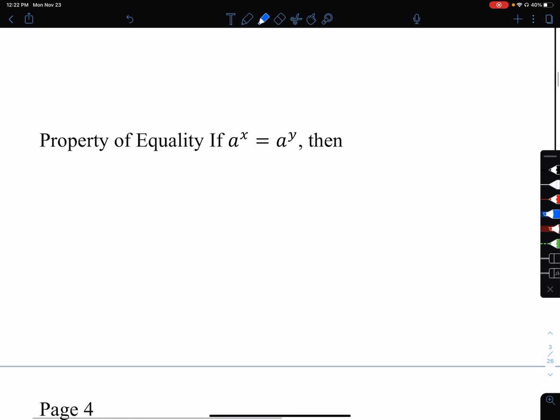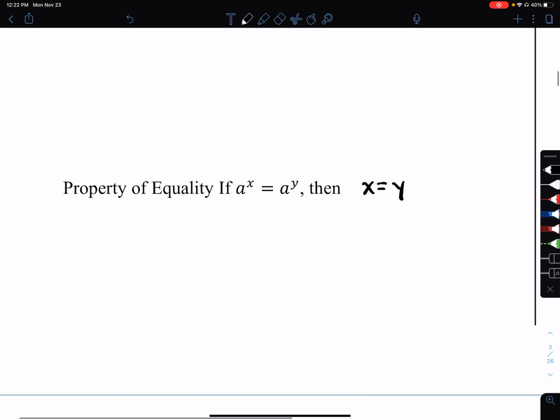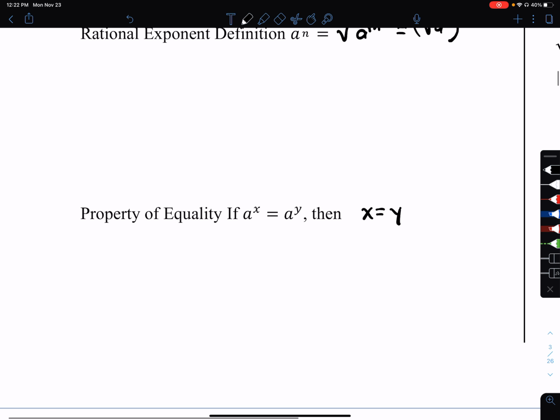Property of equality. If you have a base equal to another base, and their exponents are different, then the conclusion that we can make is the exponents have to be the same. So those are the big properties for exponents. You need to study them. They're super important. In the next video, we will check out some examples.